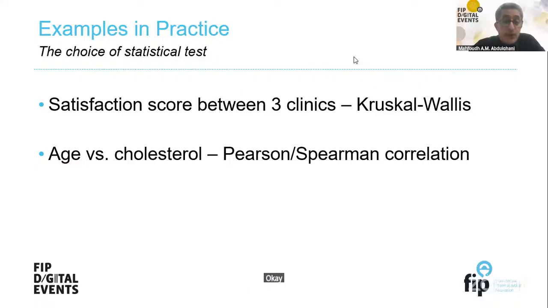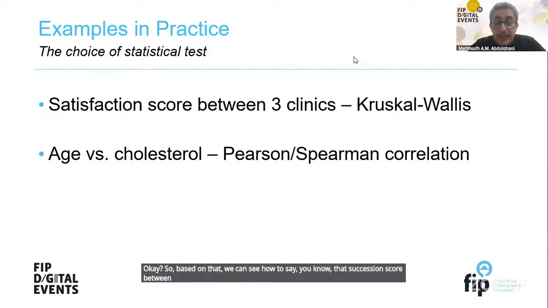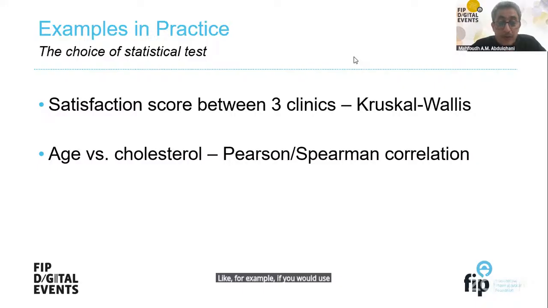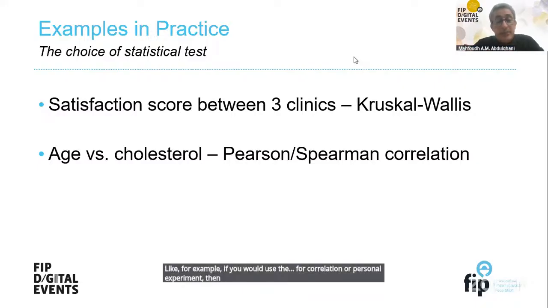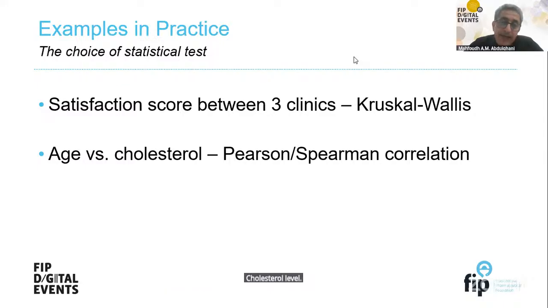Based on that, we can see, for example, the satisfaction score between three clinicians, then we can use Kruskal-Wallis. If you would use correlation, Pearson or Spearman, then for example, age versus cholesterol level.